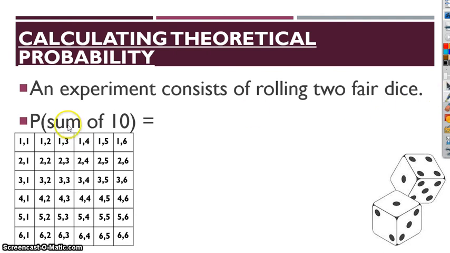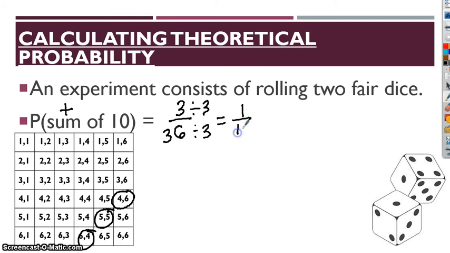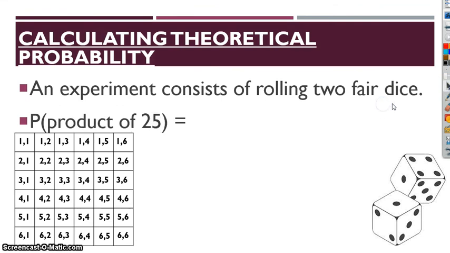How about a sum of 10? Sum means to add to 10. Well, there are 3 options that add to 10. So the probability of a sum of 10 would be 3 out of 36, which reduces to 1 out of 12. There is a 1 in 12 chance of rolling a sum of 10.